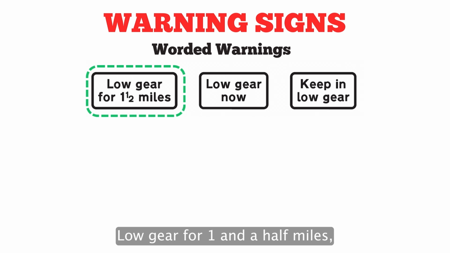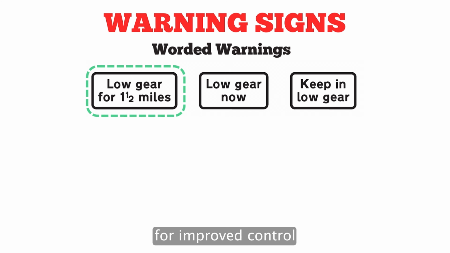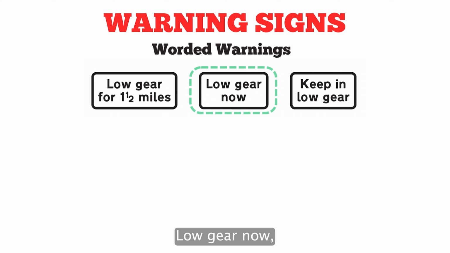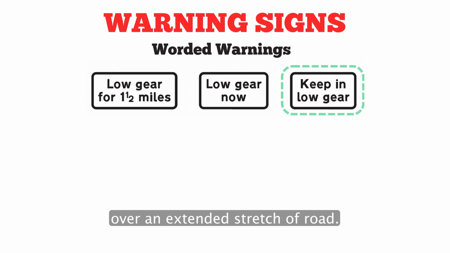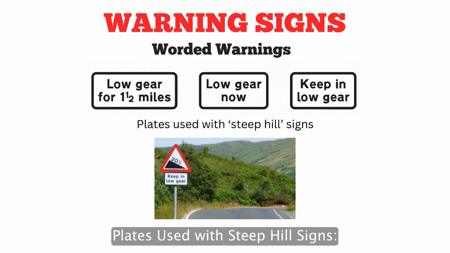Low gear for 1.5 miles instructs drivers to stay in a lower gear for improved control over a long, steep descent. Low gear now. Immediate instruction to shift to a lower gear for better control. Keep in low gear, a reminder to maintain a low gear over an extended stretch of road. Plates used with steep hill signs.